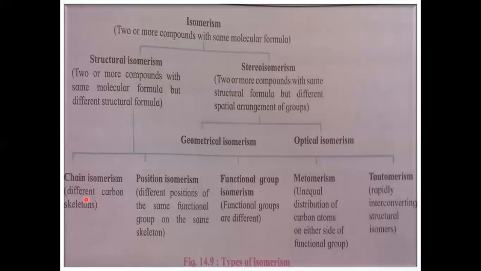Let us now see different carbon skeletons depending on chain length: chain isomerism. Then position isomerism: different position of the same functional group on the same skeleton. If 1-bromobutane and 2-bromobutane are taken, the functional group is bromine. In the first case, the bromine is present at the first carbon, and in the second case, the bromine functional group is present at the second carbon.